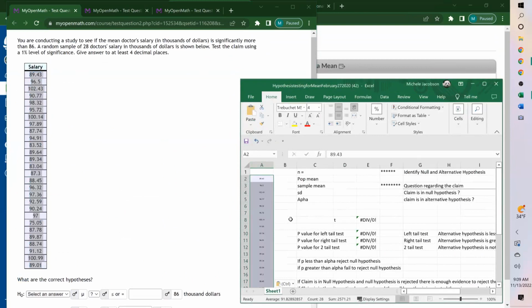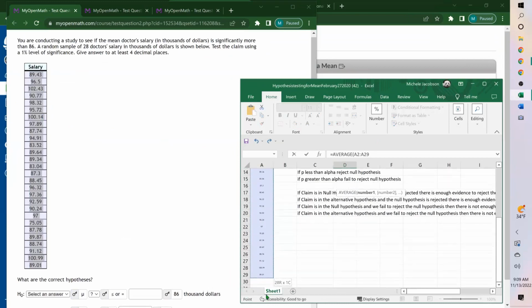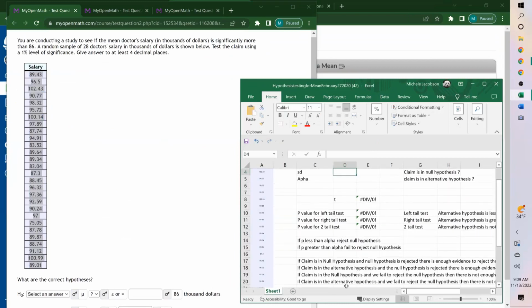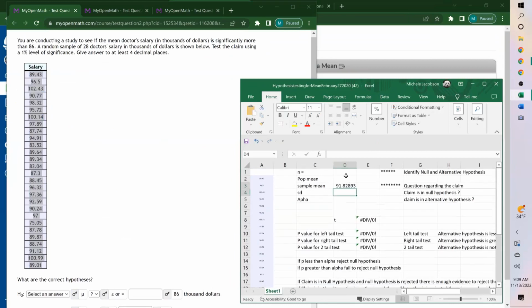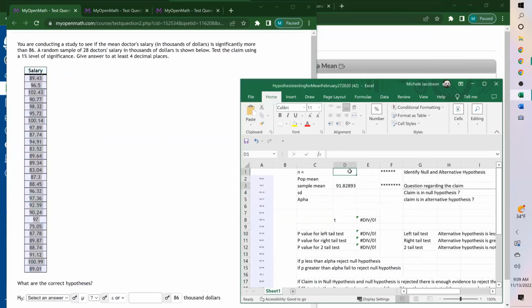Okay. Well, looks like it's all right. So then if we want to find the sample mean, we would put equals average and these values. There we go. Sample size, 28 doctors. Population mean, that comes from your hypothesis. It was 86. We have that.